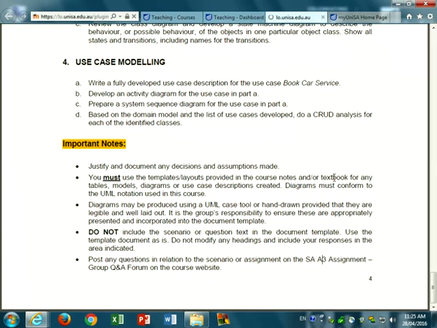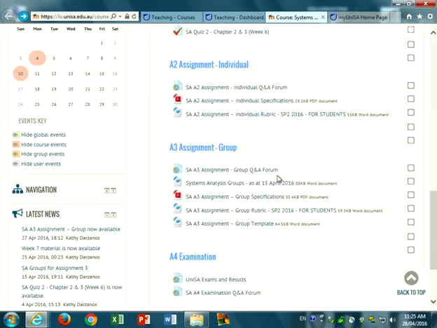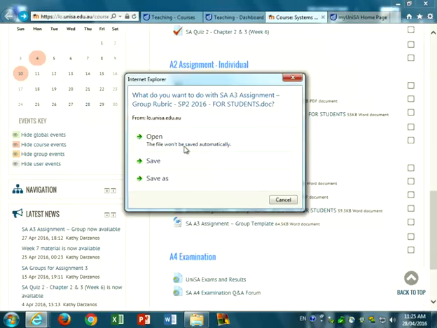Now, let's go back. So that's the specs. This is the rubric.